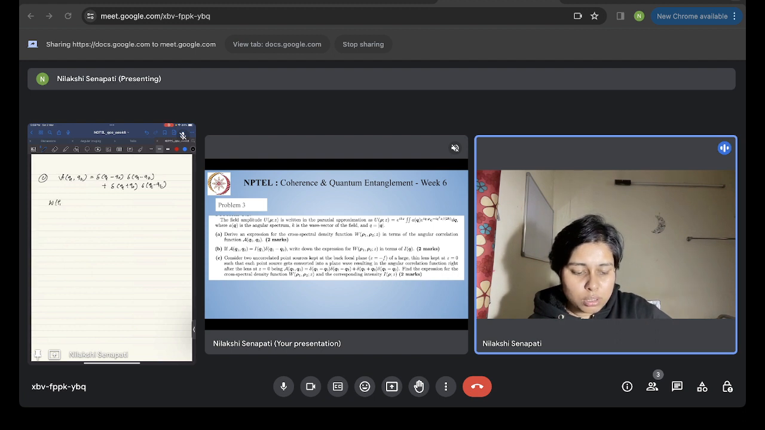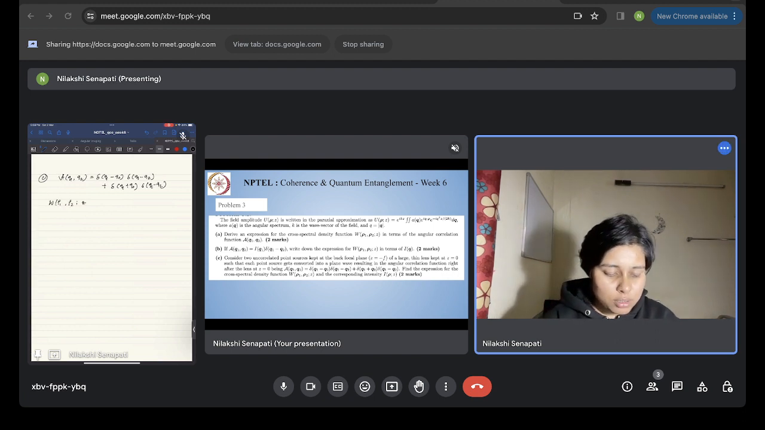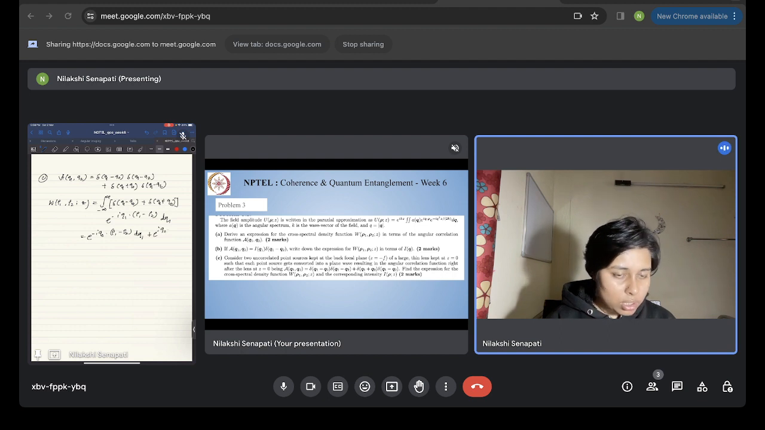So W(ρ1, ρ2, Z) will be equal to... I hope you are understanding these step-by-step things. You can solve it step by step according to your convenience and understand the steps.